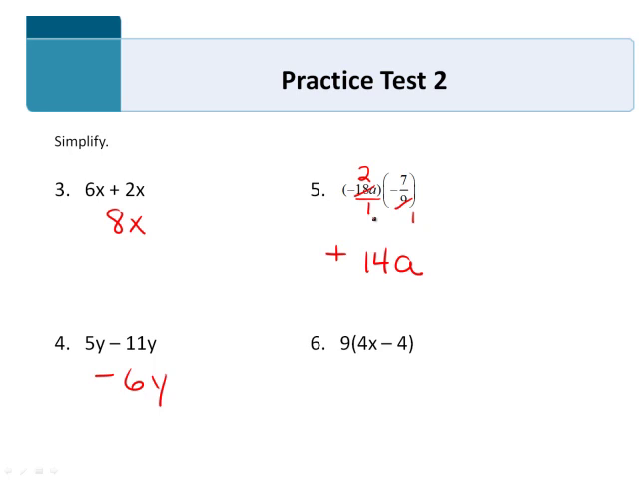So just 14a. Now, number 6, we're going to start using your distributive property, okay? So we're going to multiply 9 times 4x, and then that's a positive 9, so you put a plus sign, times a -4. So that's the two terms that we're multiplying there. So that would be 36x, and 9 times -4 would be a -36. So you just write that sign. Those are not like terms because the second 36 doesn't have an x. So that's your final answer.